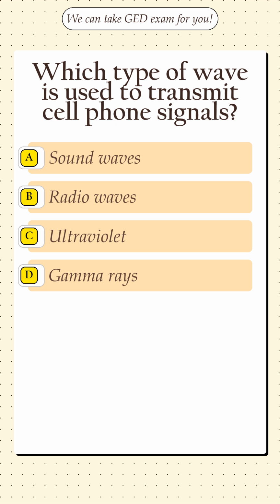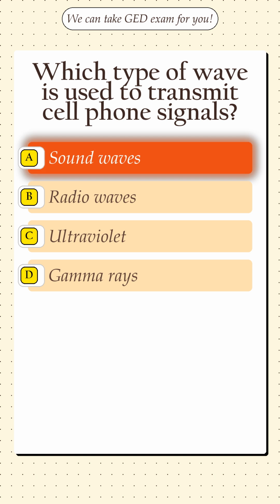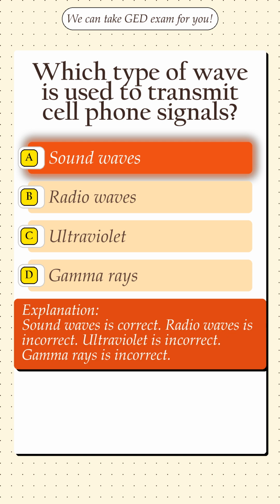Question 6. Which type of wave is used to transmit cell phone signals? Option A, sound waves. Option B, radio waves. Option C, ultraviolet. Option D, gamma rays. The correct answer is option A, sound waves. Sound waves is correct. Radio waves is incorrect. Ultraviolet is incorrect. Gamma rays is incorrect.